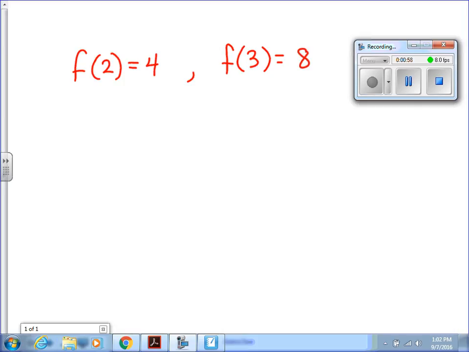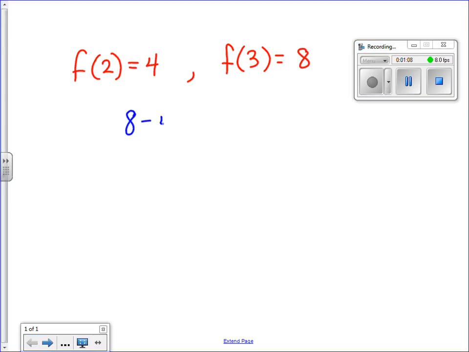All right, once you have the slope, what is the slope, by the way? What? 4? How do you know? Right, 8 minus 4 over 3 minus 2 is 4 over 1, which is 4. Okay, so m is 4. And then what happened? Plug in a point. Okay, do you have a favorite? This one?